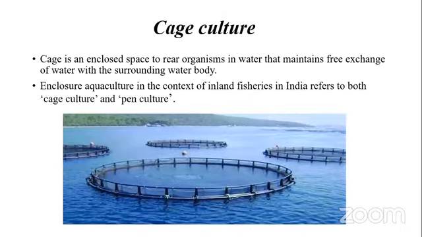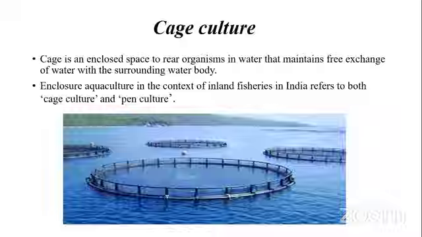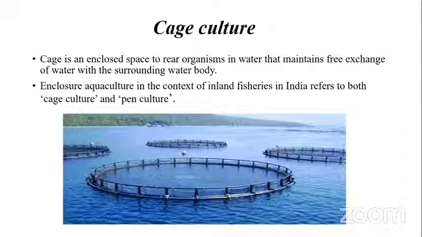Next is the cage culture system. A cage, as the name implies, is an enclosure covered from all sides, that is from top, bottom, and all the sides. Cages are a system where you cannot culture the fishes. You can only rear. You can just stock the fish seeds of appropriate size and rear them in natural water bodies. A cage is an enclosed space to rear organisms, maintaining free exchange of water and giving them a natural habitat.